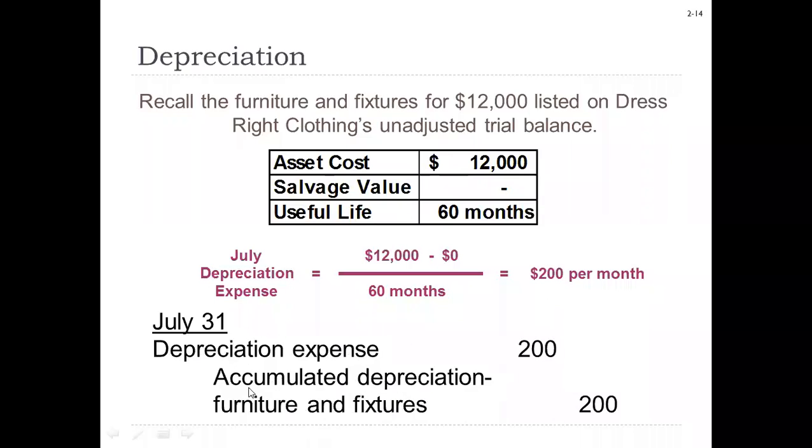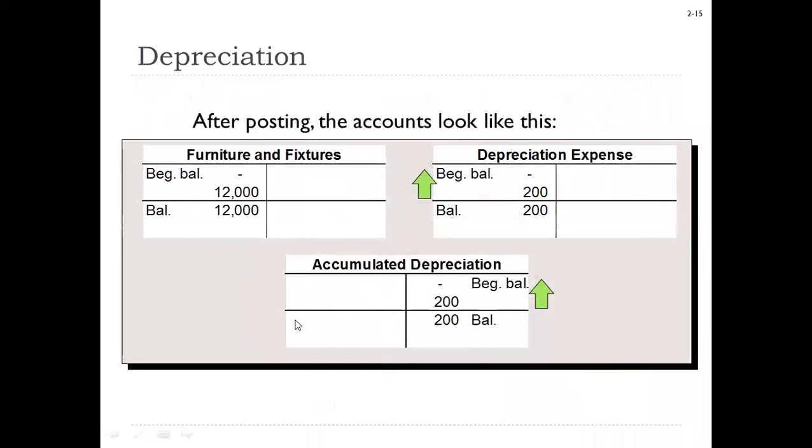Just as an aside, this is a contra asset account. So it's almost like a negative asset account, since this account goes against or reduces our furniture and fixtures account. It's like a negative asset. So if you increase a negative asset, that's a credit here. Okay, but again, we'll go over that through the homework.